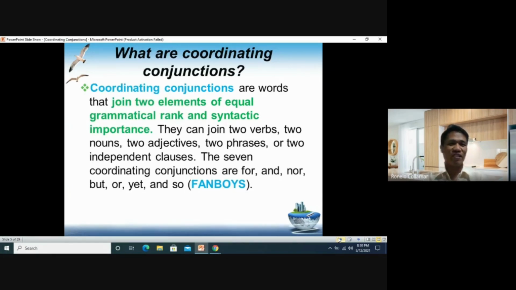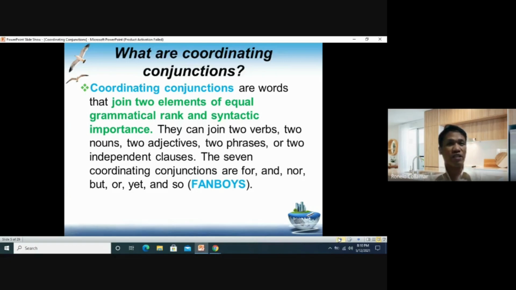So, what's the definition of coordinating conjunctions? Coordinating conjunctions are words that join two elements of equal grammatical rank and syntactic importance. They can join two verbs, two nouns, two adjectives, two phrases, or two independent clauses. We have the seven coordinating conjunctions, which are: for, and, nor, but, or, yet, and so. In an acronym, we call this one FANBOYS.